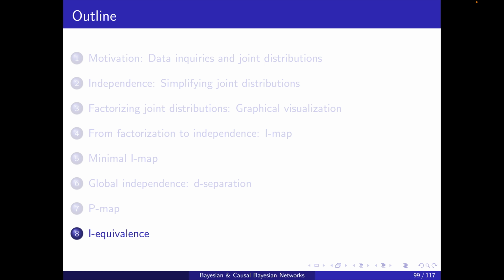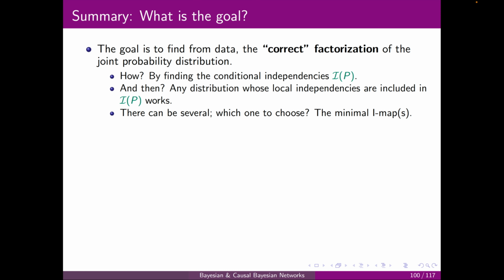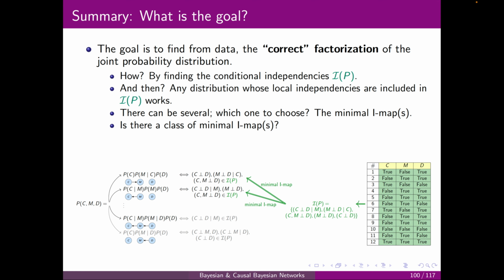Hello and welcome to Section 8, I-equivalence. To recap, we found that there are a number of minimal I-maps according to which the joint distribution of the variables of interest can be factorized so that the resultant factorization matches the data set. Here we had two candidates, both of them minimal I-maps. In this one, it's linking from C to M, D being completely isolated, and same with the other one here, just that the link is from M to C.